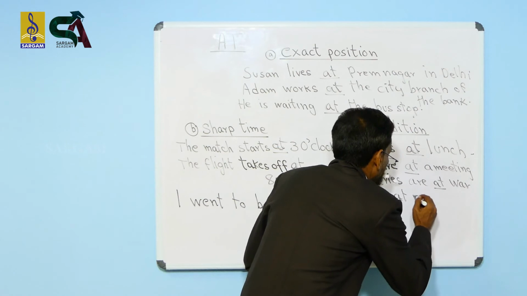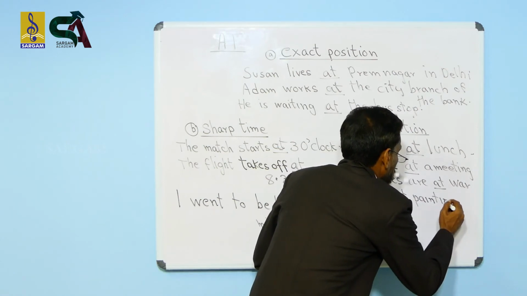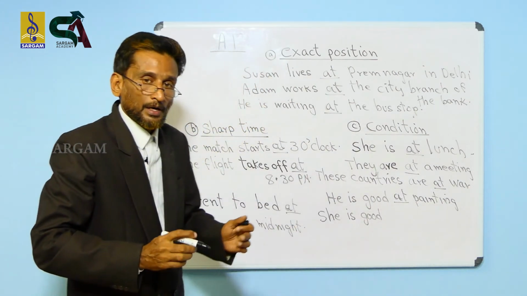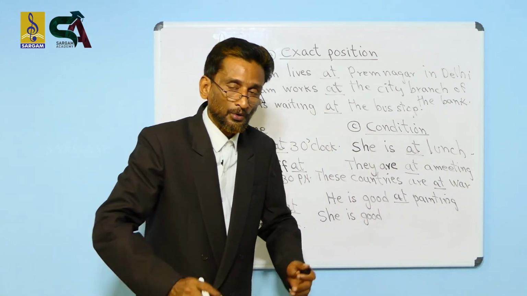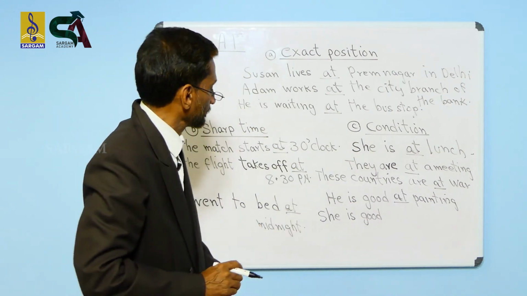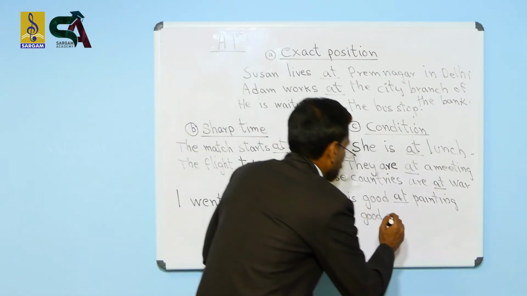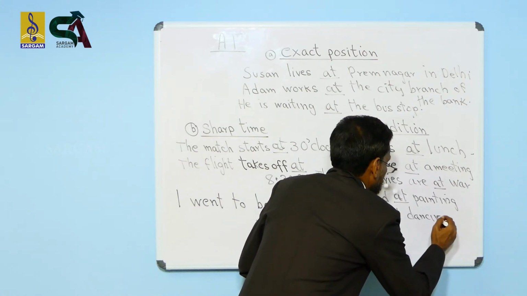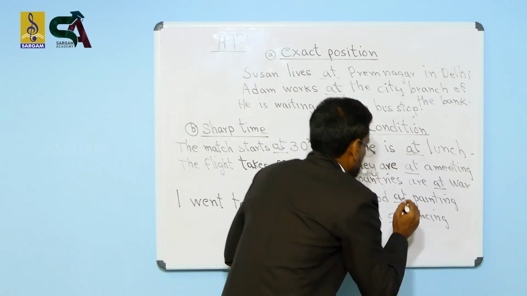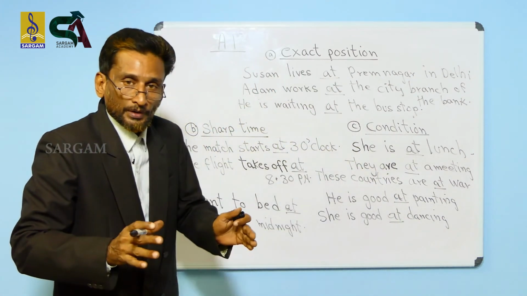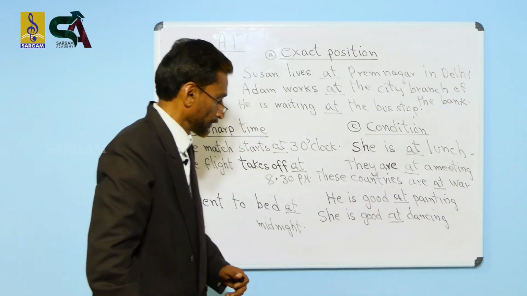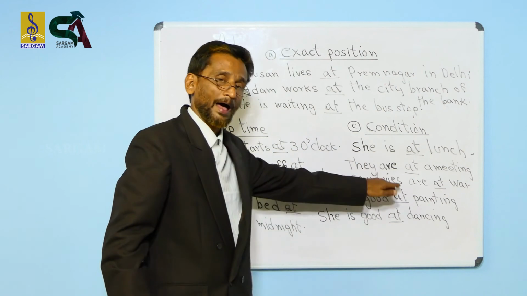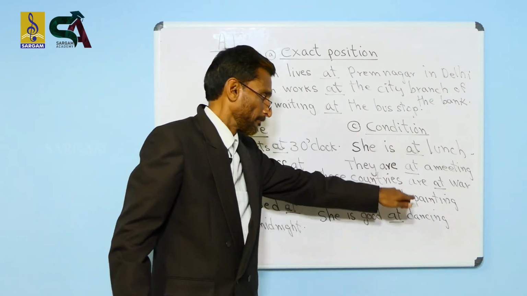He is good at painting. He is good at swimming. He is good at photography. And she is good at dancing. She is good at composing songs. She is good at dancing. He is good at batting. He is good at bowling.